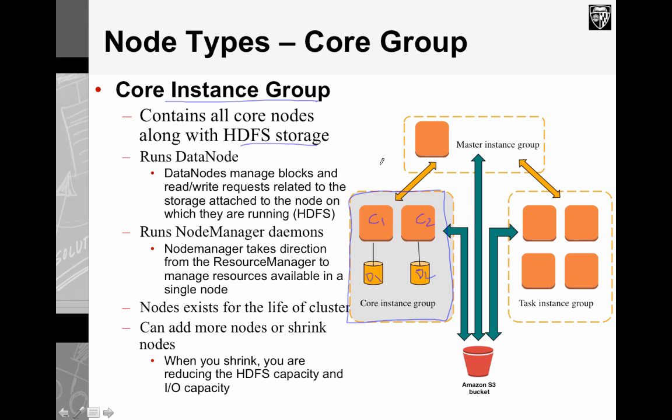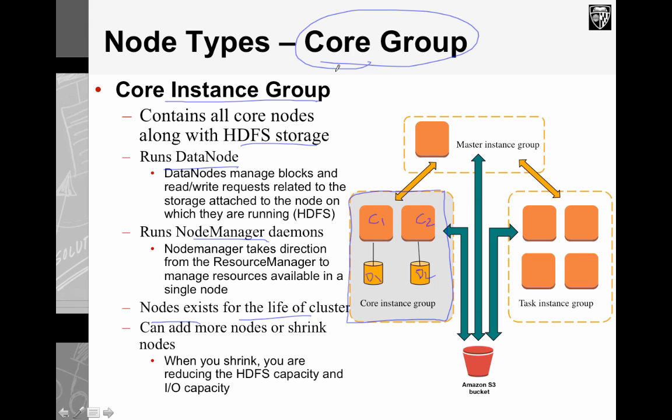And so the core nodes that are in the core instance group run the data node to manage the data in the file system, which is your distributed file system. They also run the node manager daemon for running the various containers, for running the various tasks that need to be run when a job is submitted. The nodes exist for the life of the cluster. As long as the cluster is running, these nodes that are in the core group are going to be running. They're always going to be there.